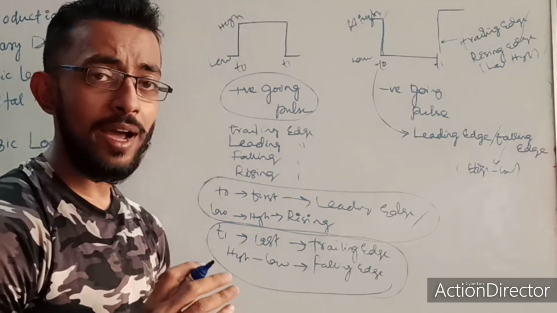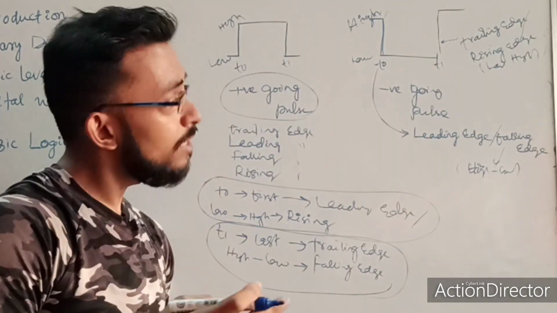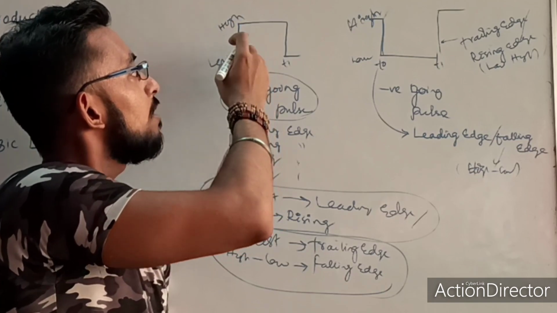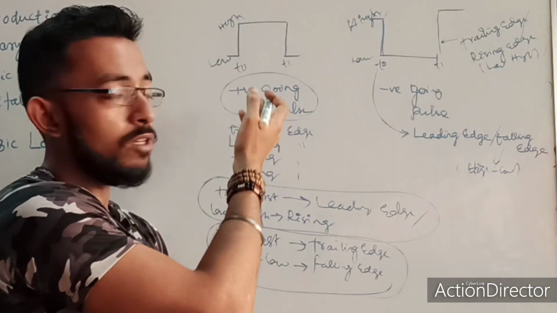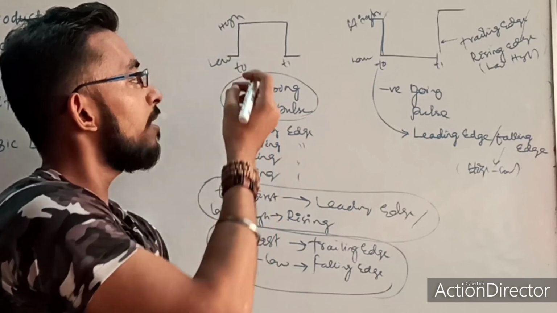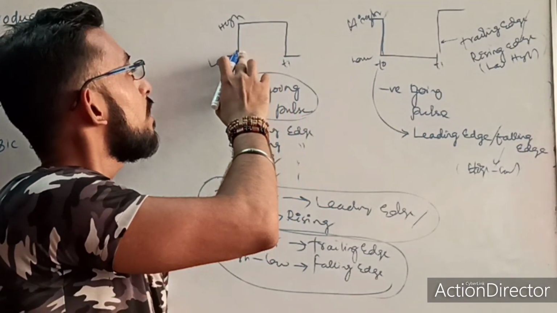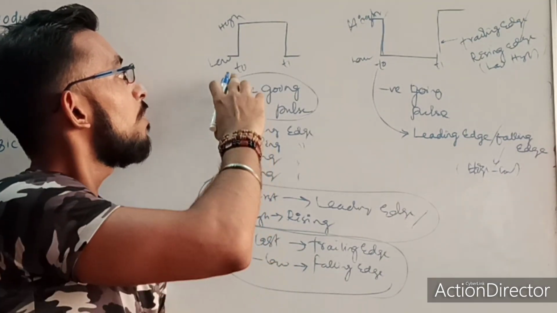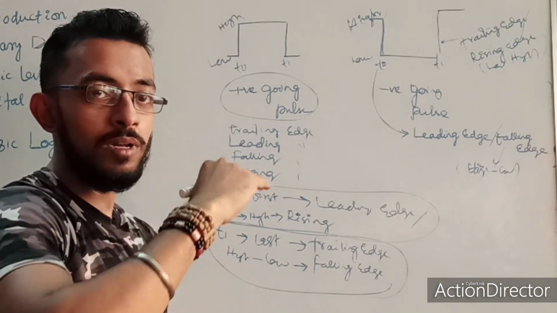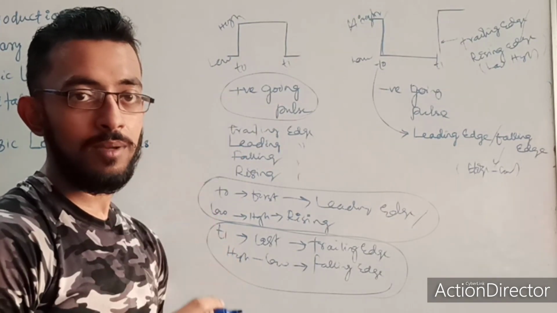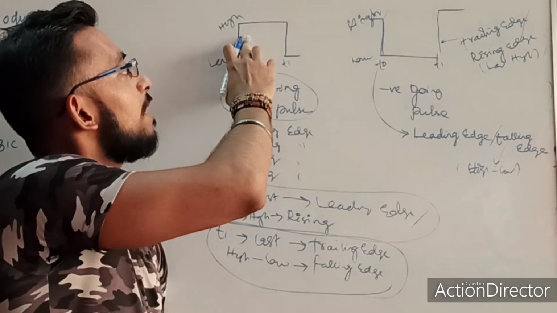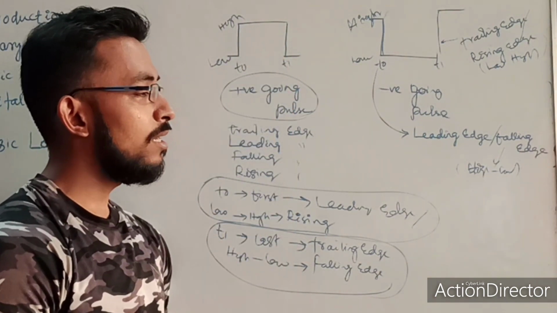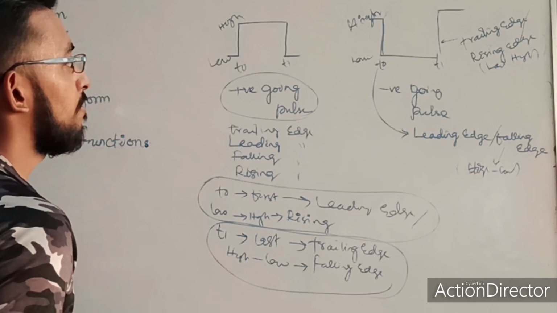This is for the ideal case. You see the time taken to change from low to high is almost zero, a fraction of a second, a very small interval. But the practical case is not like that. It will take some time to rise from one level to another level. For the ideal case, it is a sudden rise or a sudden fall. So let's see the practical case and some terms related to that.